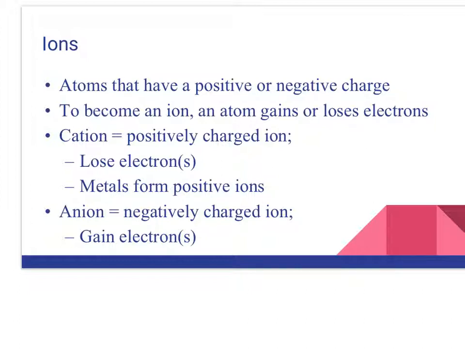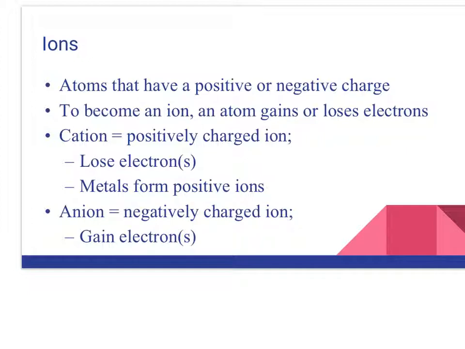Cations are positively charged, okay, and in order to do that, they lose electrons, which seems a little counterintuitive. If we lose something, we typically don't expect to be positively charged, but if we think about the charge of the electron as being negative, then by losing an electron, we end up with more positive charge than negative charge, and as a result, we end up with a cation, or a positively charged ion. Okay, metals tend to form positive ions, and we'll talk later on in the unit about a metal versus a nonmetal and where we locate those on the periodic table.